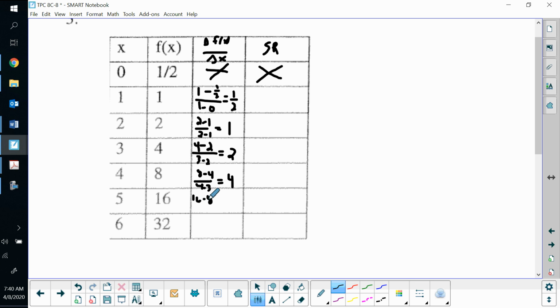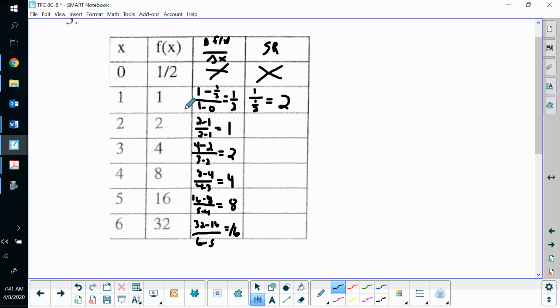16 minus 8 over 5 minus 4 will give us 8 over 1, so we get 8. And then take this y value of 32 minus the 16 over 6 minus 5. So we get 16 over 1, which is 16. So that's for our rate of change column. Successive ratio, we'll do our y value divided by the one before it, y2 divided by y1. So we'll do 1 divided by a half. When you divide by a half, it's the same as multiplying by 2, so 1 times 2 gives us 2.